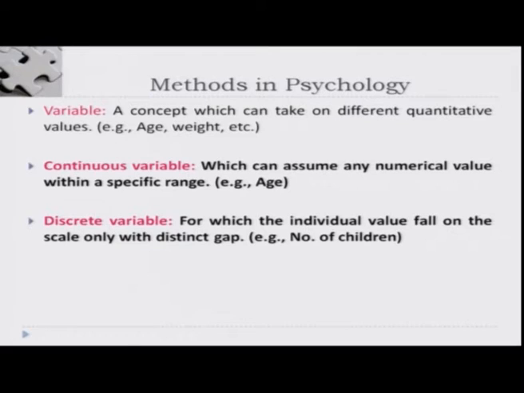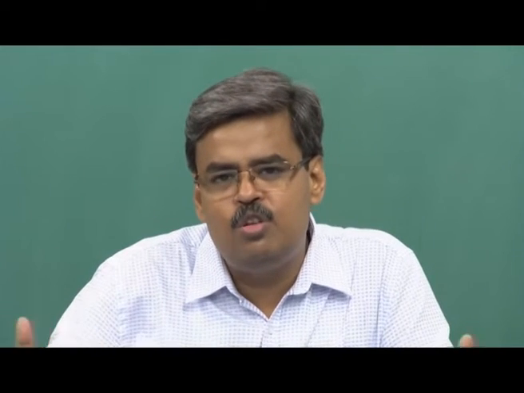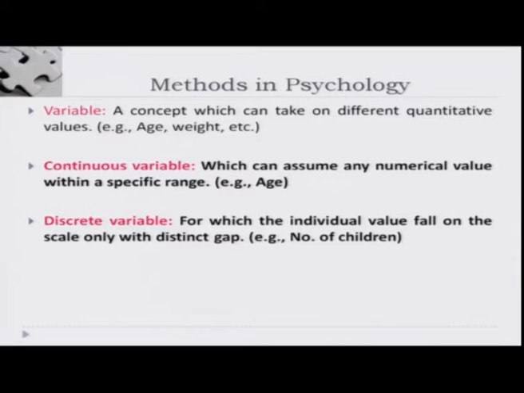Those variables which can assume any numerical value within a specific range are called continuous variables. For example, if you look at a scale, you find that there are points, say 0, 1, 2, 3, but between 0 and 1 you will also find 10 different lines on the scale. So there is a continuity and there is an equal gap between the lines. In real life terms, for example, age is a continuous variable.